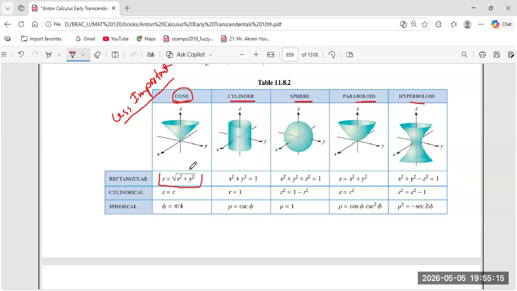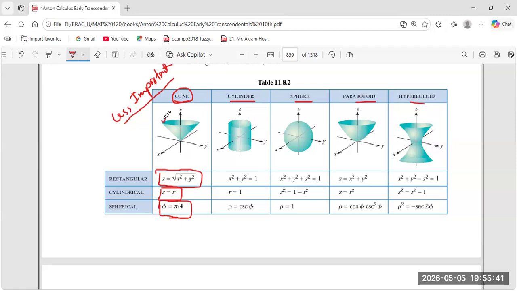In the rectangular coordinate system, z is equal to square root of x square plus y square is a cone shaped graph, but you can express this total cone in cylindrical coordinate system as just z is equal to r. And an even easier way is to express it in the spherical coordinate system, where this is just phi is equal to pi by 4.